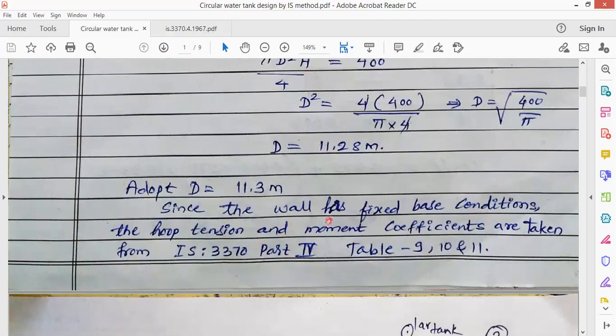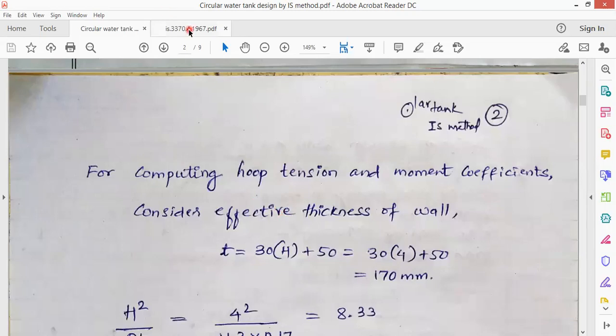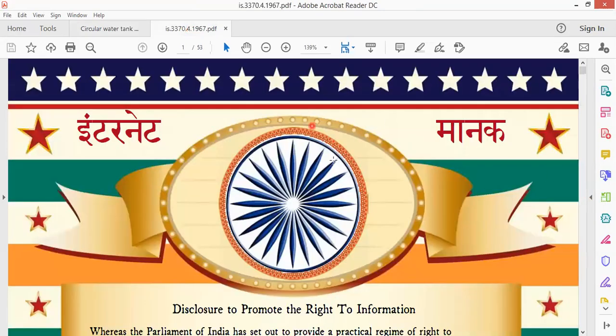Since the water tank has a fixed base condition, the hoop tension and moment coefficients are taken from IS 3370 part 4, tables number 9, 10 and 11. So we need to obtain moment coefficients, hoop tension coefficients and shear force coefficients in this case. For the circular water tank, I will particularly use table number 9, table number 10 and table number 11. So let us go back to these tables 9, 10 and 11.